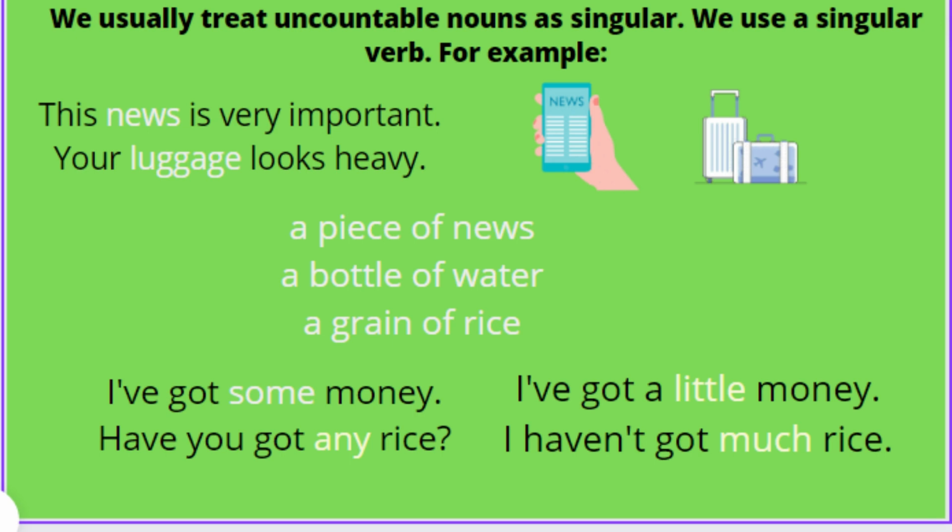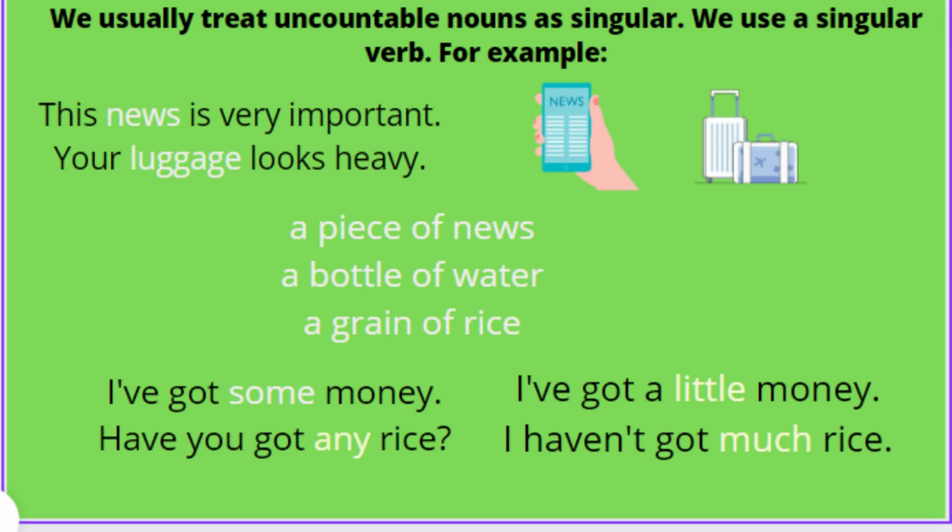Now, we do not usually use the indefinite article a or an with uncountable nouns. We cannot say an information or a music, but we can say a piece of news, a bottle of water, a grain of rice.